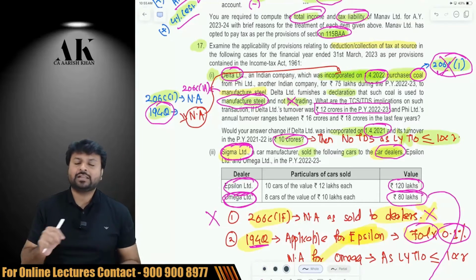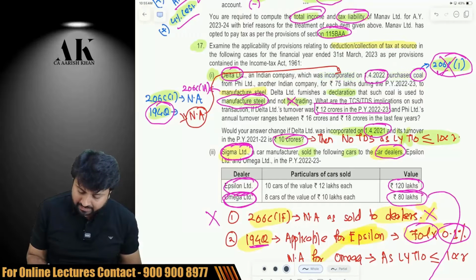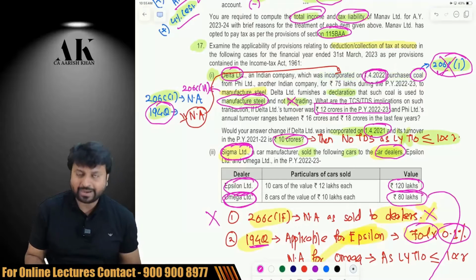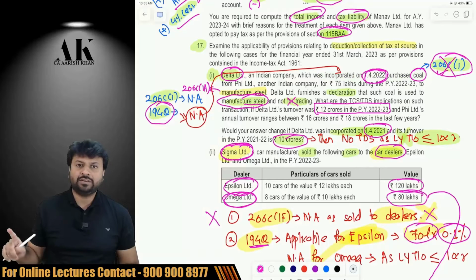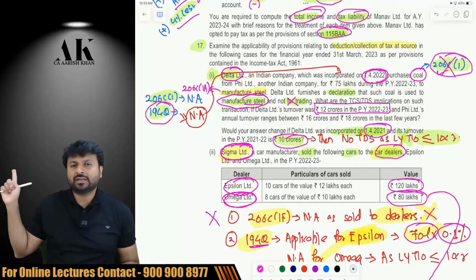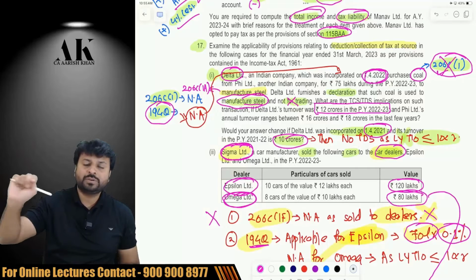Now, in this case, the buyer is not liable for TDS because this is the first year of the buyer. And in the first year, the buyer is never liable for 194Q because for 194Q to apply, you have to check the turnover of last year, and the turnover of last year should be more than what? It should be more than 10 crore rupees.